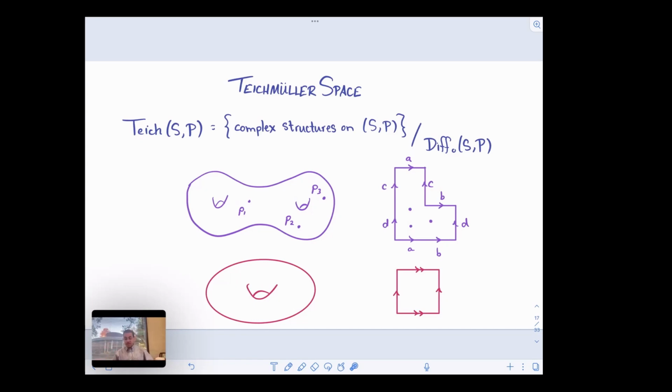And so one way I can change the complex structure is move the mark points around, but I can also do something like shear. If I shear the L or modify, I can get different points in this Teichmüller space. Those are all different complex structures.